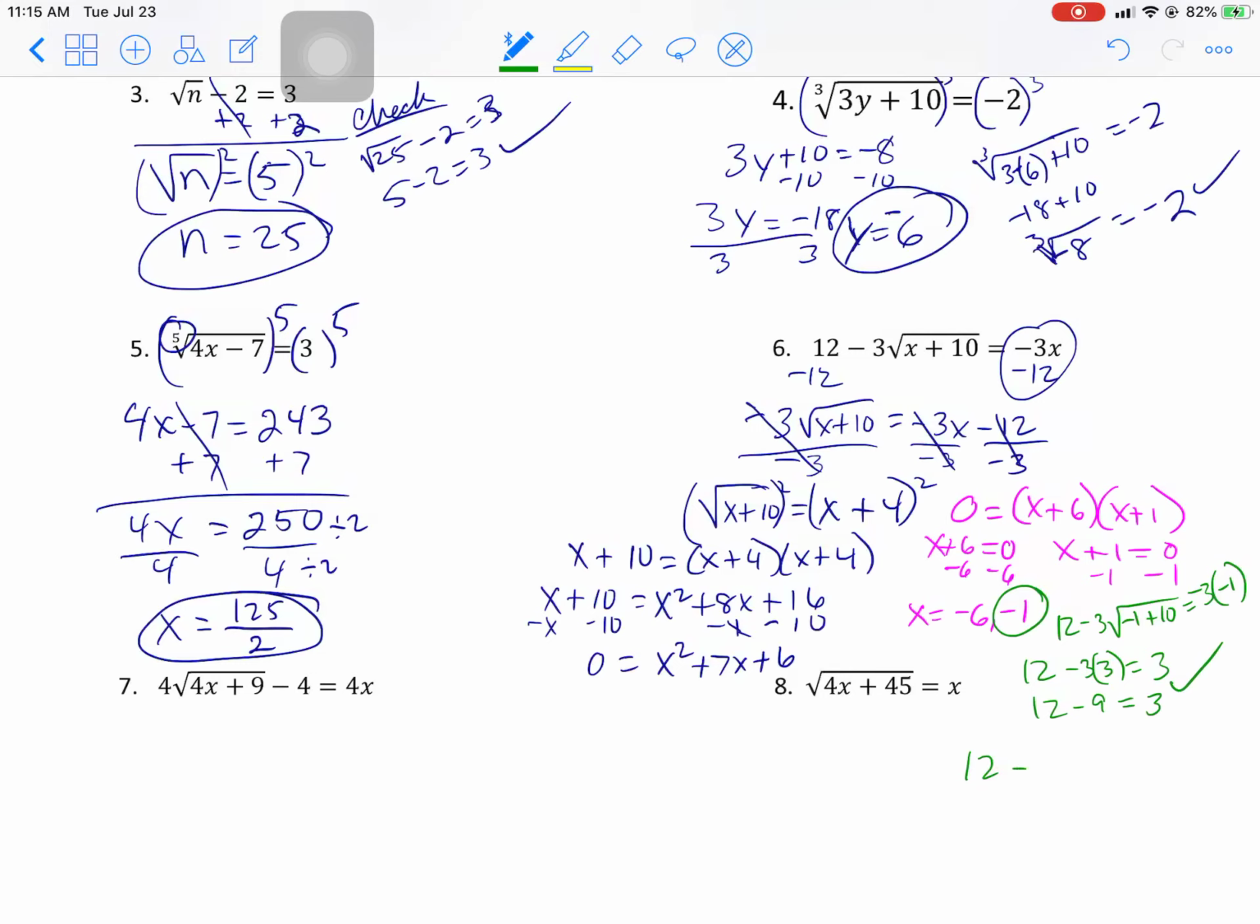The other one was 12 minus 3, -6 plus 10 equals -3 times -6. 12 minus 3 times the square root of 4. Equals negative times negative is a positive 18. 12 minus 3 times the square root of 4, which is 2, is 6. Oop, that's not going to equal 18. So not that one. So just the -1 for that one.